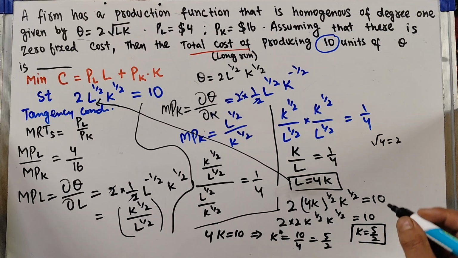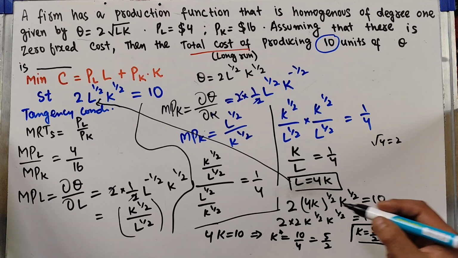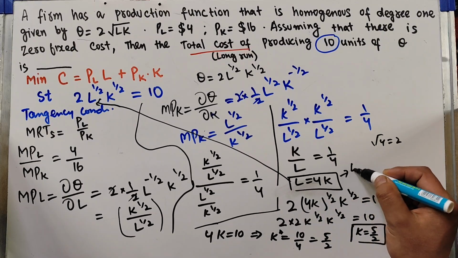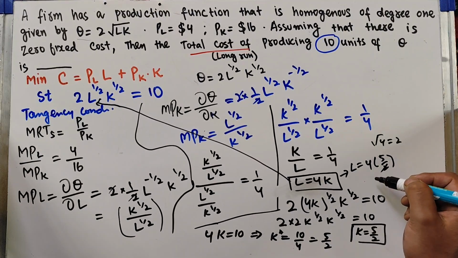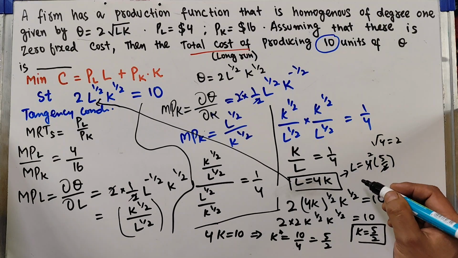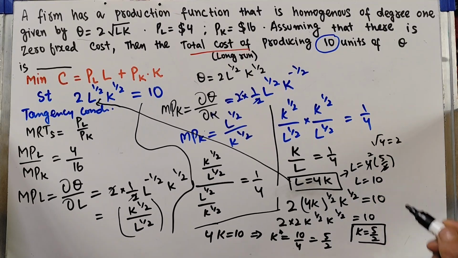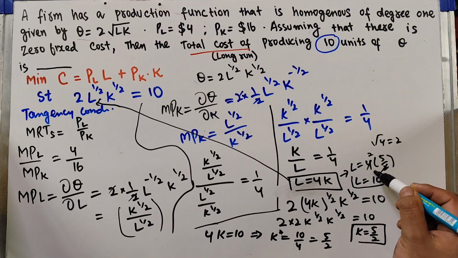Then what will be the value of L? Simply plug K equals 5 upon 2 into this function. So L will be equal to 4 into 5 upon 2. 2 ones are 2, 2 twos are 4. So L will be equal to 10. The value of L comes out to be 10.